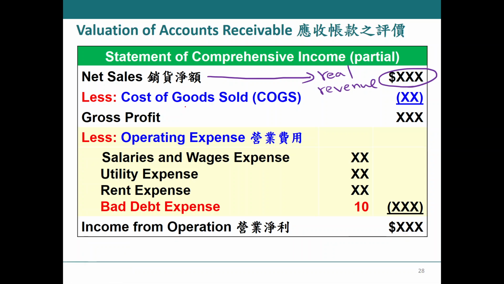So cost of goods sold, this is your first expense. What's our second expense? Operating expenses, right? So in order to sell the products to customers, we have some different kinds of expenses incurred. So the second expense is operating expenses.